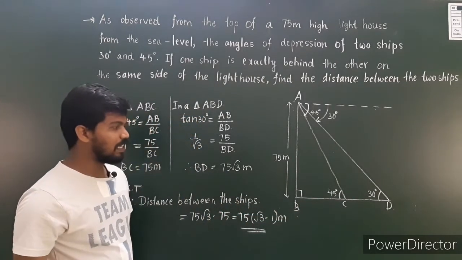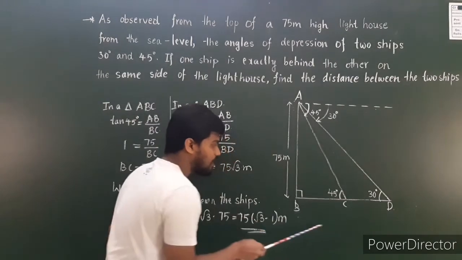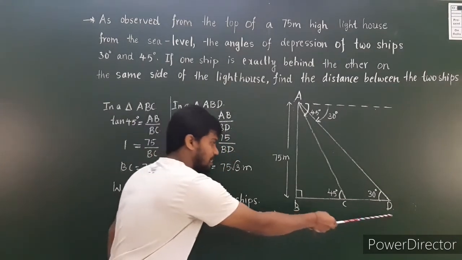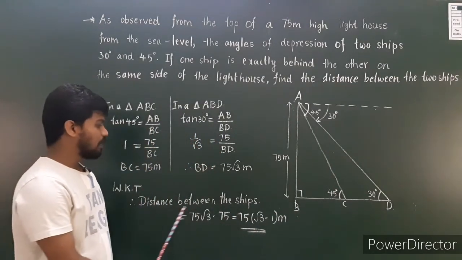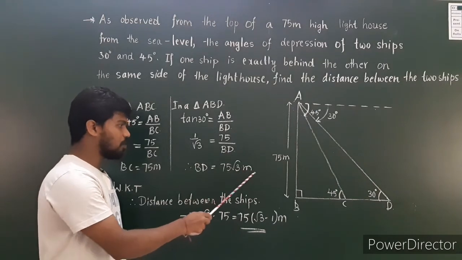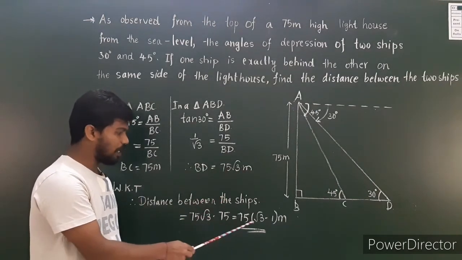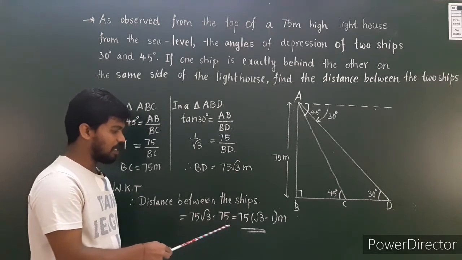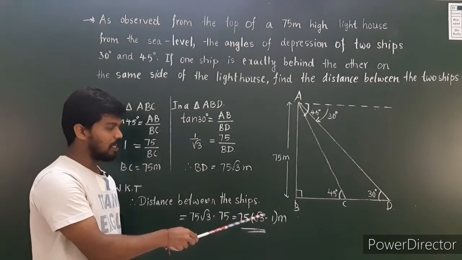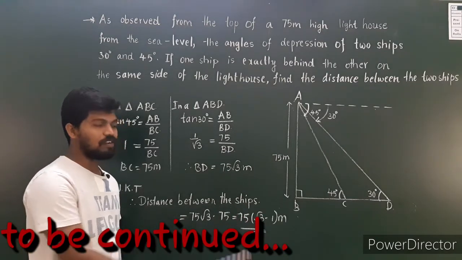How do you get CD? CD is BD minus BC. Therefore, the distance between the ships is equal to 75 root 3 minus 75. You see that 75 is common, so you take it outside and get root 3 minus 1 meter. So 75 times root 3 minus 1 is the distance between the two ships.